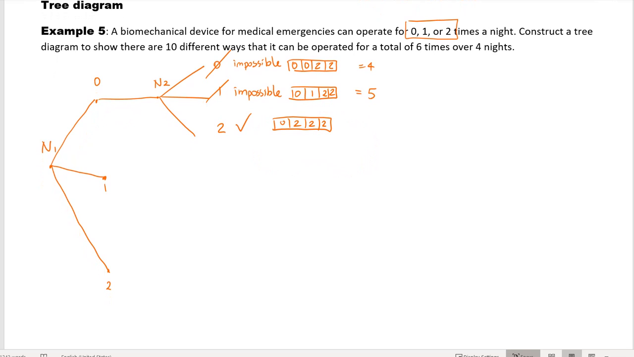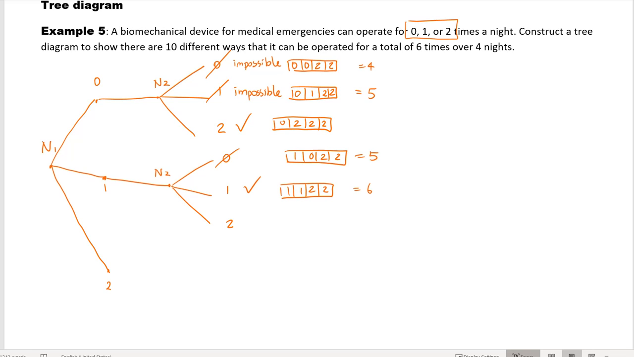Okay, let's continue the tree. Here we have N2. It could be 0, 1, or 2. If it's 0, what happened? 1, 0. Even though we get 2, the maximum is 5. So this is also impossible. Let me just rule it out, and you know it means impossible, right? And then this one we have 1, 1, 2, 2. Then we get 6 times. Good. So this is possible.